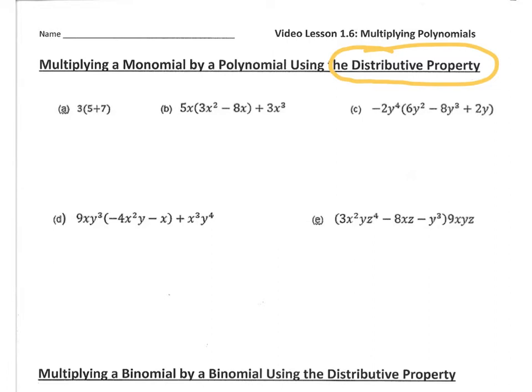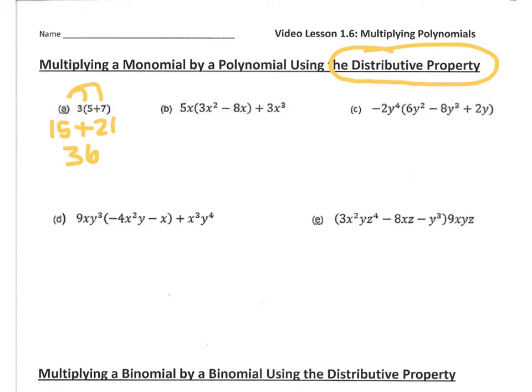So letter A, we have a 3 outside the parentheses. We have the sum of 5 plus 7 inside the parentheses. To distribute, you take the 3 and you multiply by the 5. That gives us 15. You take the 3 and you multiply by 7. That gives you 21. 15 plus 21 is 36. That's the distributive property.